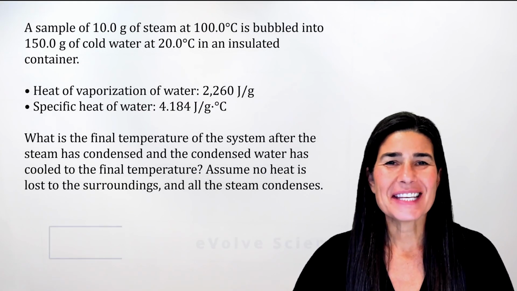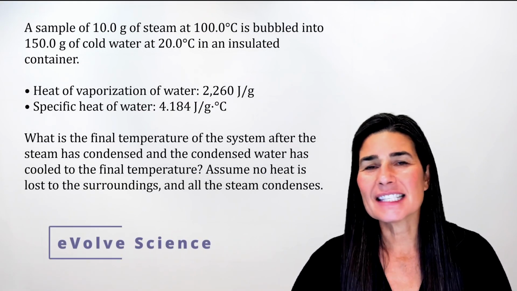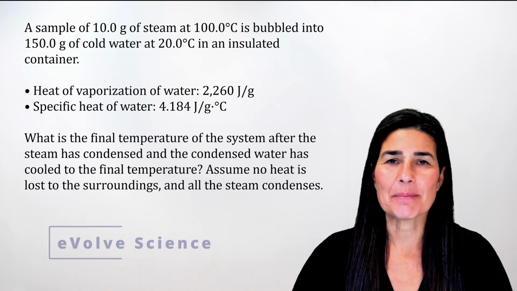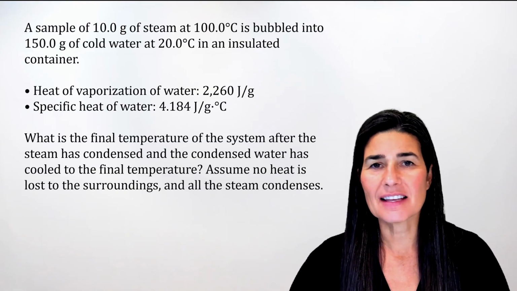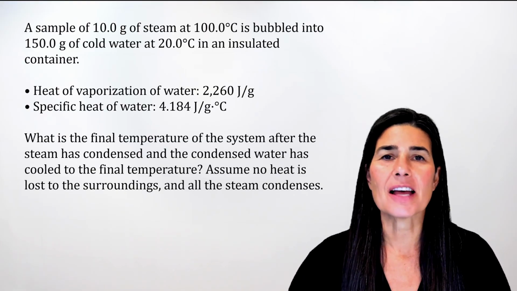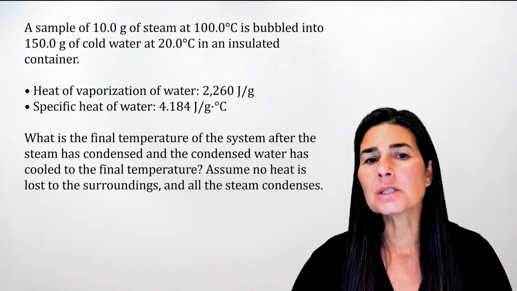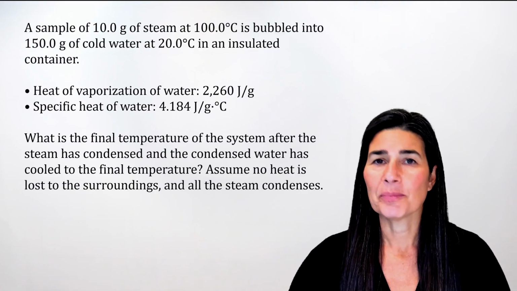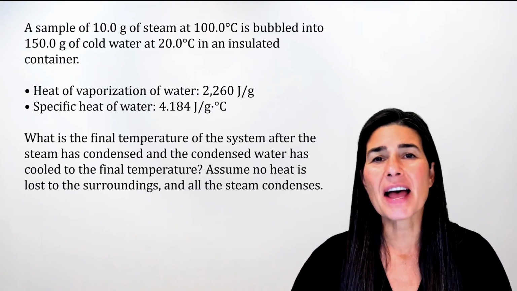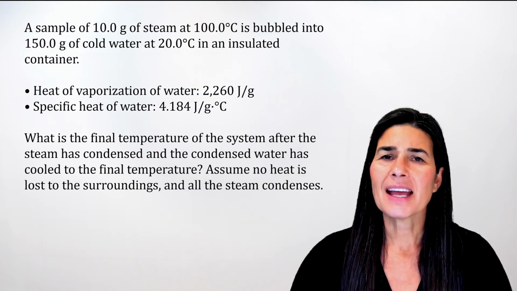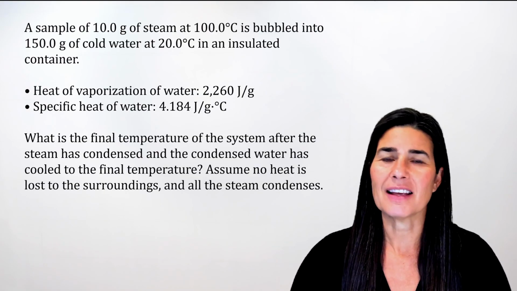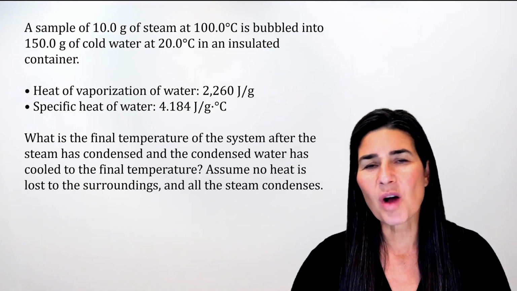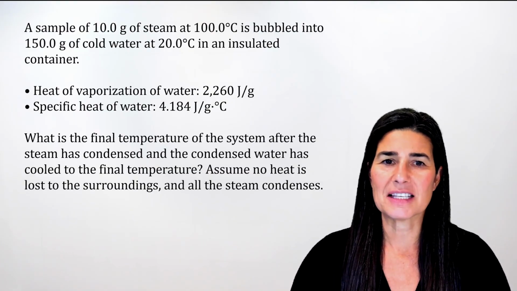All right, let's try this problem. Here they tell us that 10 grams of steam at 100 degrees Celsius is bubbled into 150 grams of cold water at 20 degrees Celsius in an insulated container. They'd like us to determine the final temperature of this mixture, and they give us some helpful information, including the heat of vaporization of water and the specific heat capacity of water.